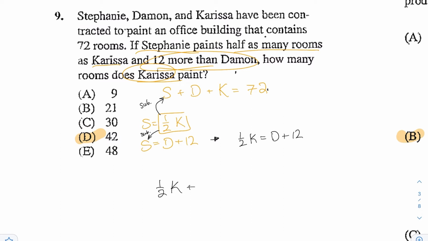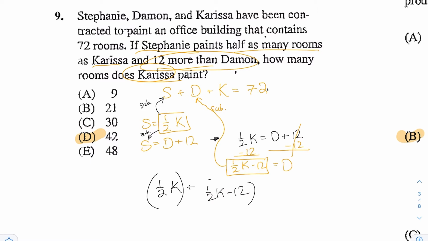And you can subtract 12 from both sides to isolate D. And you get that D is equal to 1/2 of K minus 12. So this, you substitute in here. So instead of S, you have half of K. Instead of D, you have half of K minus 12. And then K is just K. And that's equal to 72.